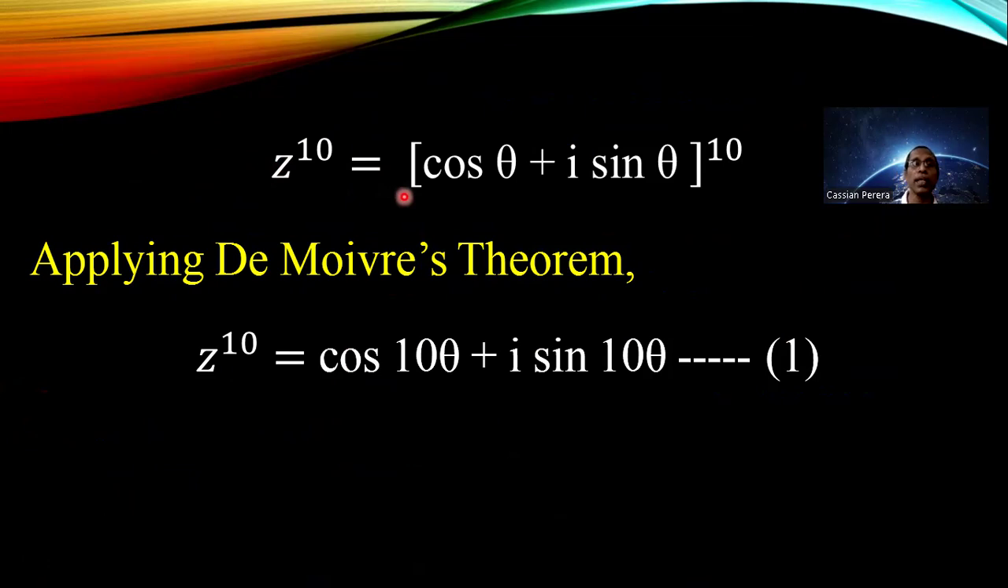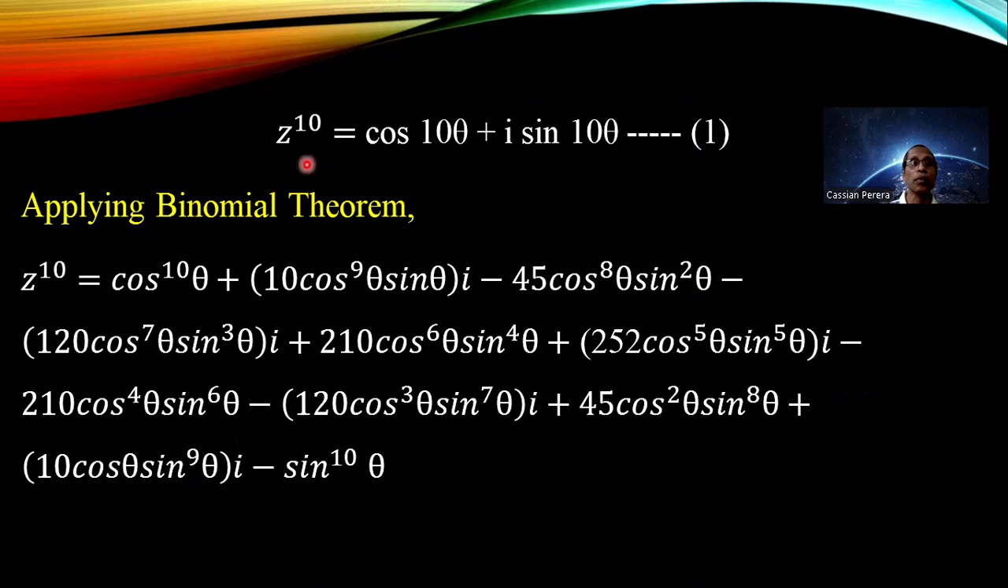Now, applying De Moivre's theorem: when you raise cos theta plus i sin theta to the power 10, it simplifies very clearly to cos 10 theta plus i sin 10 theta. You simply multiply the angle by the power. So z to the power 10 is equal to cos 10 theta plus i sin 10 theta. Say it's equation 1.